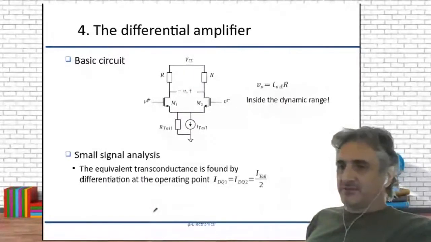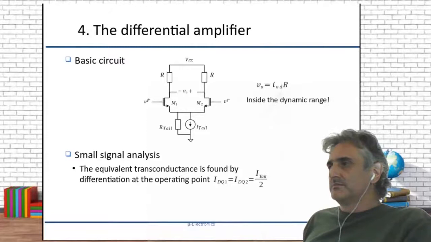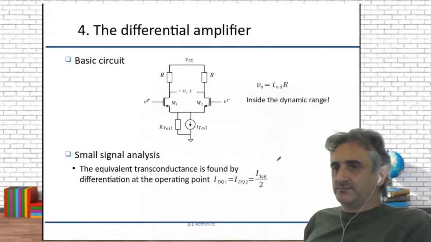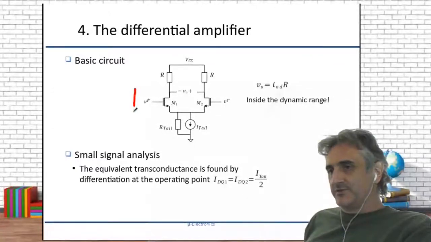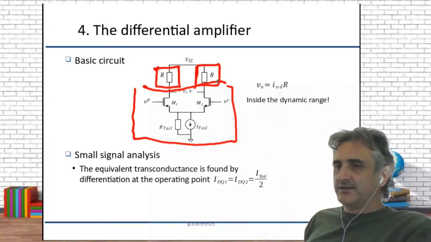So let's consider the basic circuit, and let's consider the small signal analysis. The basic circuit is like that. It's just the differential pair we were using, which is this one, and we add two very complex devices which are converting from current into voltage.